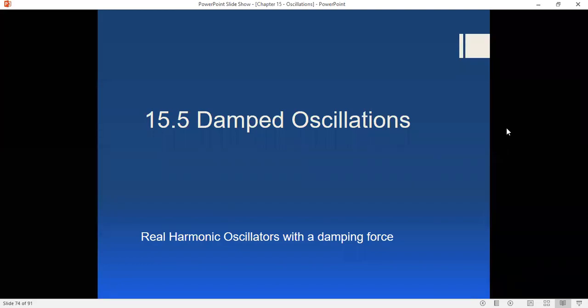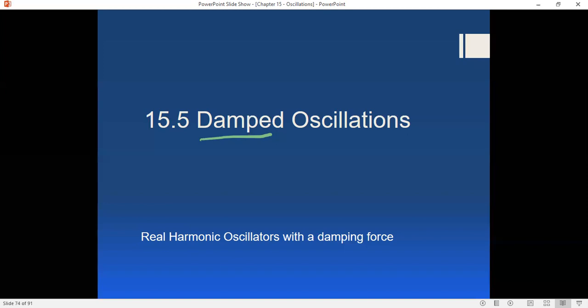Okay, what happens when we take a simple harmonic oscillator and we add friction? We add what's called a damping force. Well, what's going to happen is the amount of energy is not going to remain constant. Previously, we saw that with the simple harmonic oscillator, we're trading potential energy for kinetic energy, and it's just going back and forth, but the total mechanical energy of the system remains constant. It's also true for the pendulum.